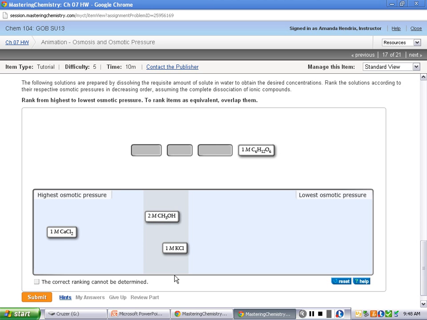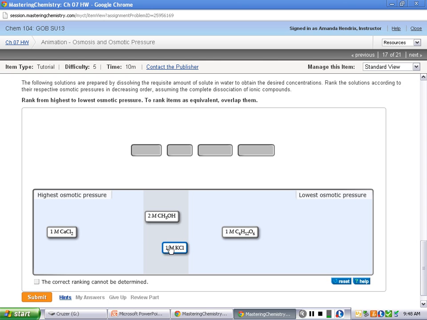And then here we can rank this as the lowest because it is a covalent compound. It doesn't dissociate, and we only have 1. So if you just have this one glucose molecule, it doesn't dissociate, so you're just going to have 1 solute in solution.